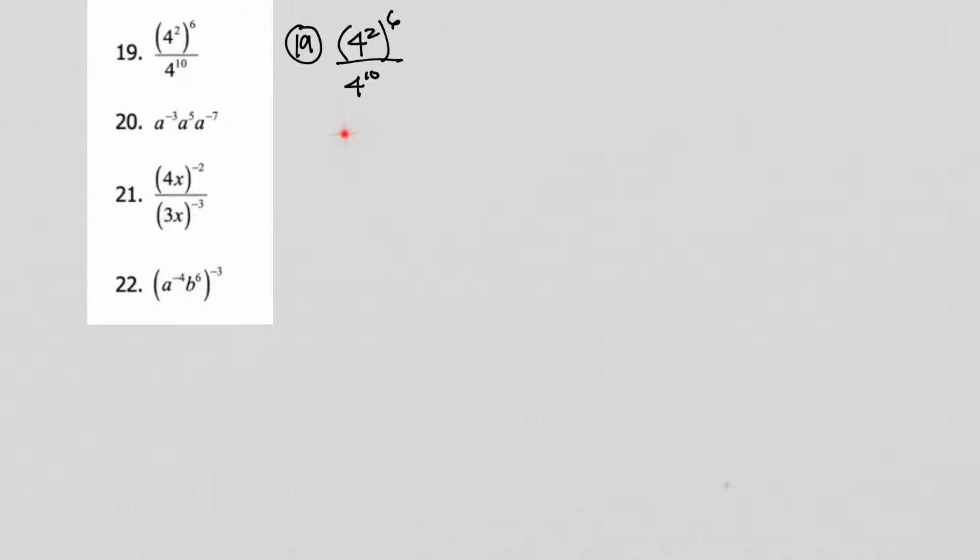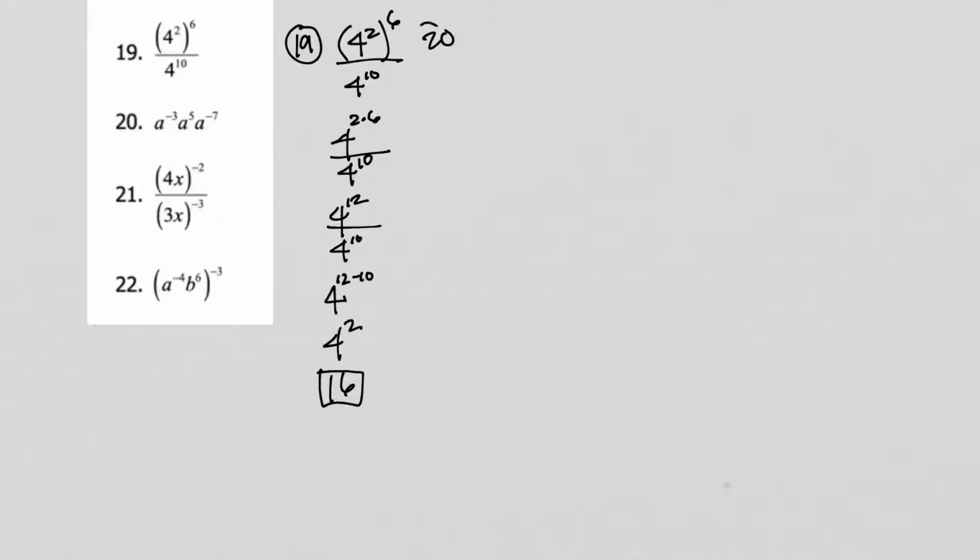So this is going to become 4 to the 2 times 6 over 4 to the 10. Remember, we multiply these. If you're raising a power to a power, in our order of operations, right below power is multiplication. So we multiply. So we now have 4 to the 12 over 4 to the 10. And now we're going to subtract, right? We have a division. So 4 to the 12 minus 10, right? You subtract the top exponent minus the bottom. So we get 4 squared, we get 16.